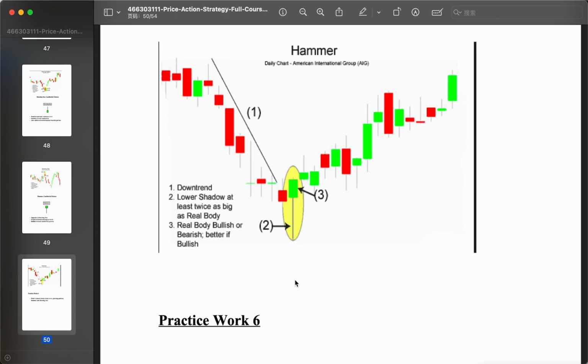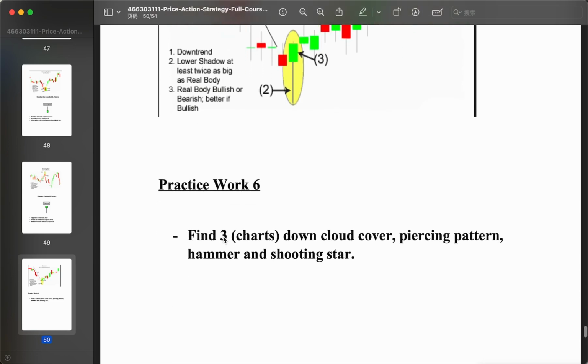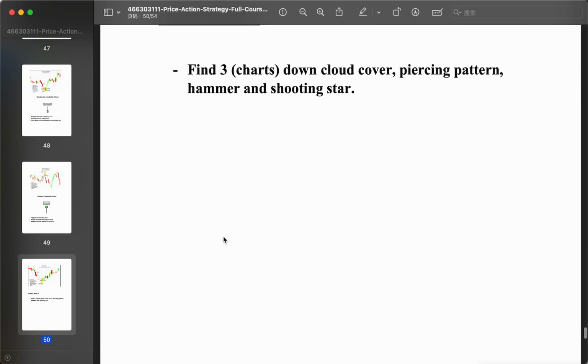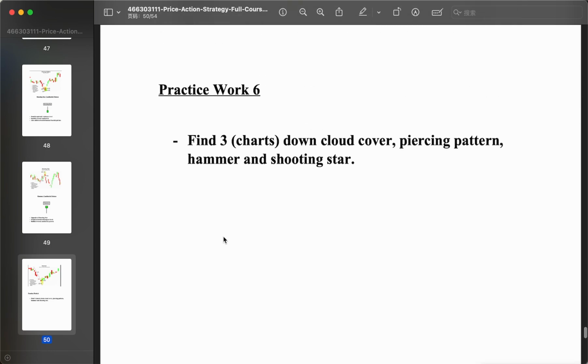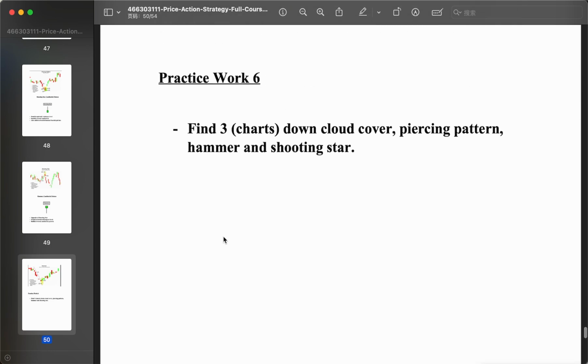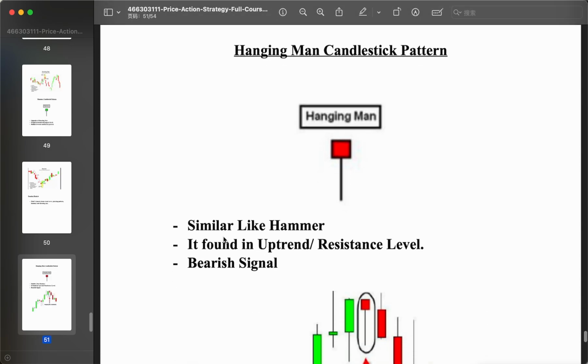So when you see this, typically you're seeing the price hitting a new low but failing to hold the new low, and it quickly climbs back, and then you have more orders to buy. All right, so when you see that, you know the market is going to hit a reversal. The third thing is the real body, bullish or bearish, even better if bullish. So it's better if you can find free Dow cloud cover, piercing pattern, hammer, and shooting star.